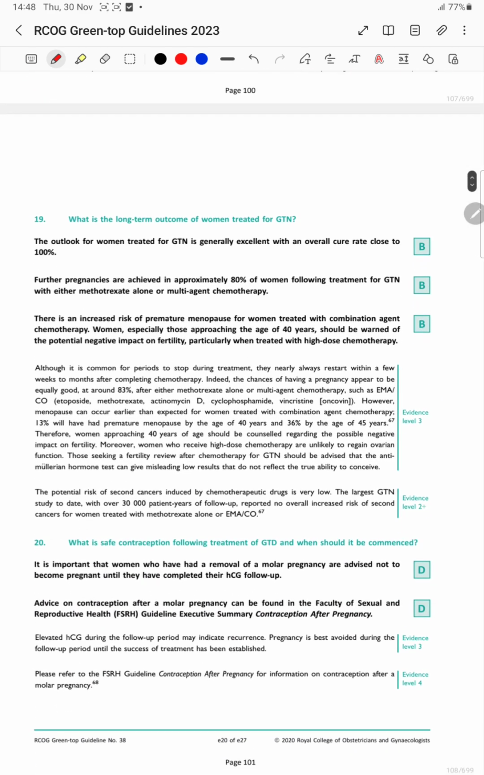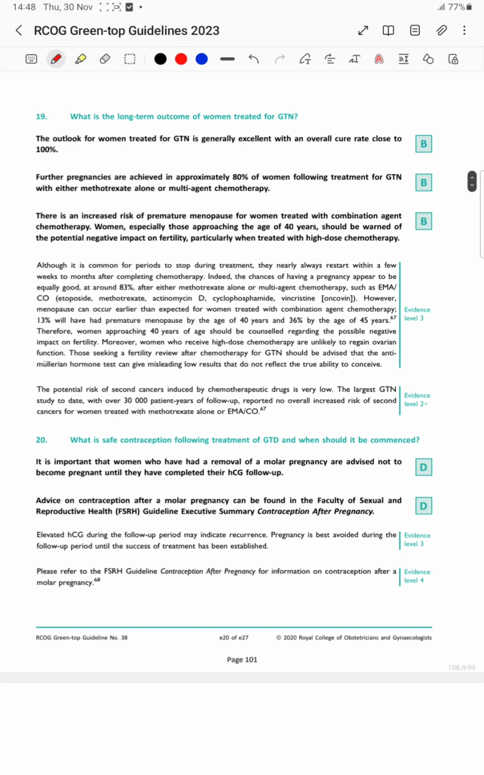Now, what is the long-term outcome of women treated with GTN? The outlook for women treated for GTN is generally excellent, with an overall cure rate close to 100%. Further pregnancies are achieved in approximately 80% of women following treatment of GTN with either methotrexate or multi-agent chemotherapy. There is an increased risk of premature menopause for women treated with combination agent chemotherapy, and women, especially those approaching the age of 40 years, should be warned of the potential negative impact on fertility, particularly with high dose chemotherapy.